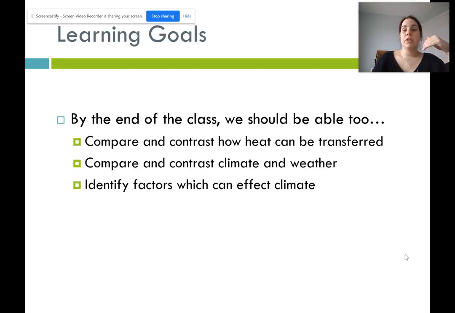By the end of this video and the end of the activity for this first hour that we have slotted for you, you should be able to compare and contrast how heat can be transferred, compare and contrast the terms climate and weather, as well as identify factors which can affect climate.